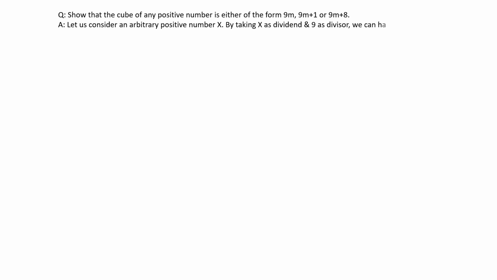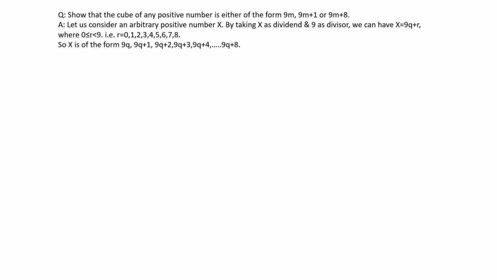So that the cube of any positive number is either of the form 9m or 9m plus 1 or 9m plus 8. Let us consider an arbitrary positive number x. By taking x as dividend and 9 as divisor, we can have x equals 9q plus r, where 0 less than or equal to r less than 9. So the value of r can be 0 or 1 or 2 or 3, and it continues up to 8, but r cannot be equal to 9.